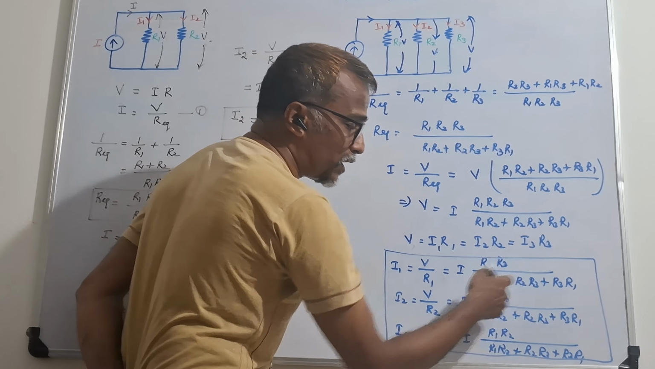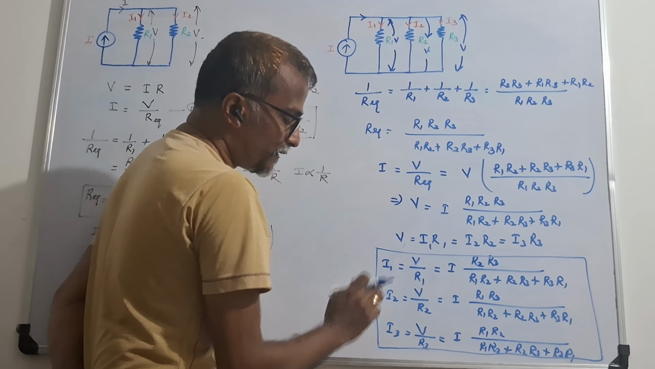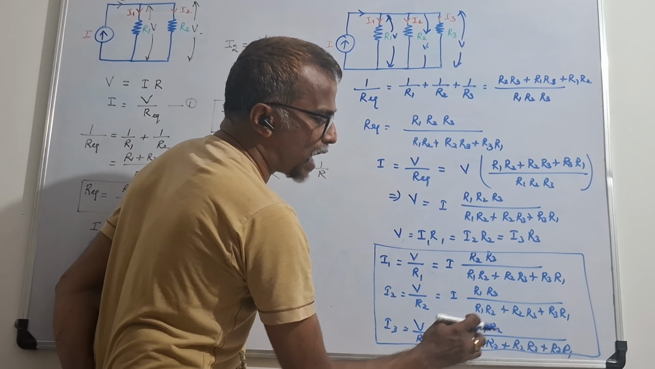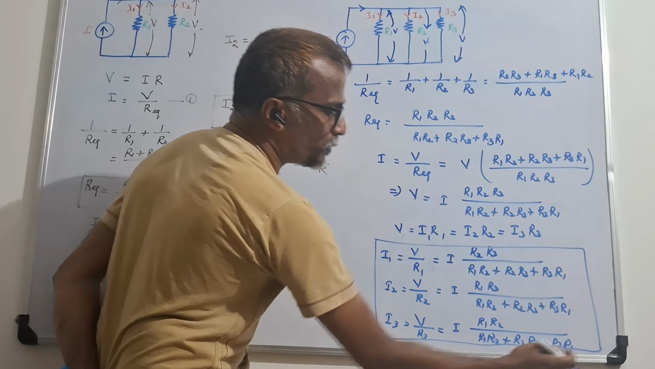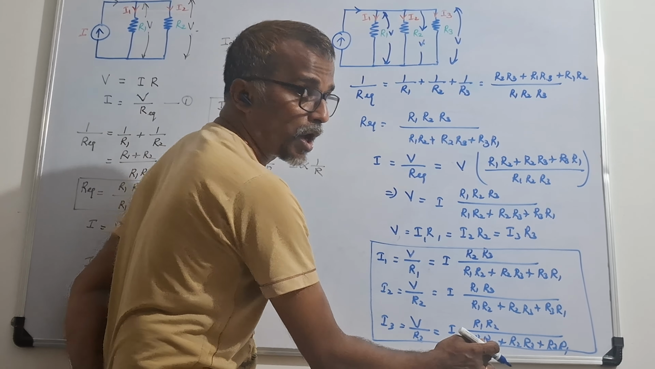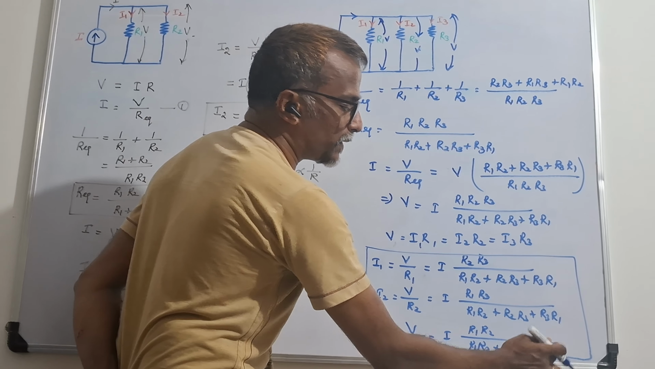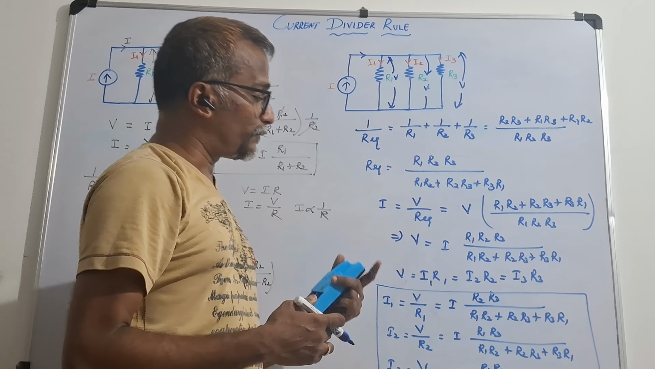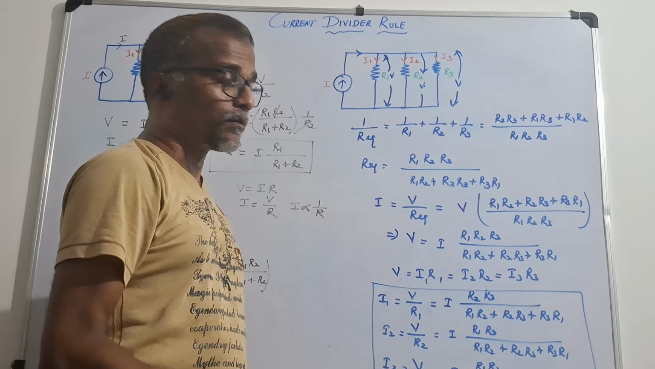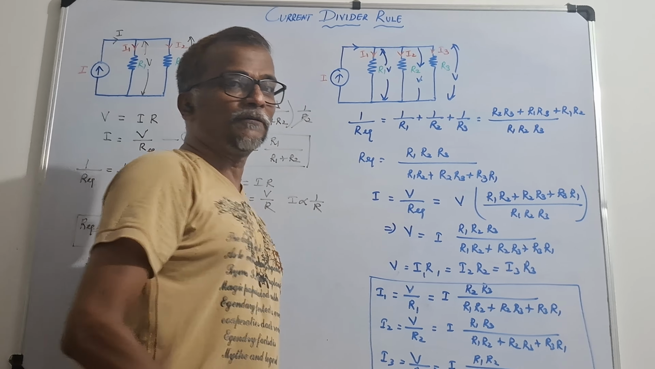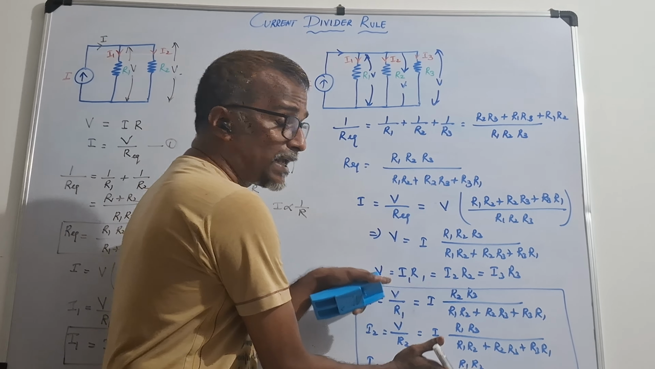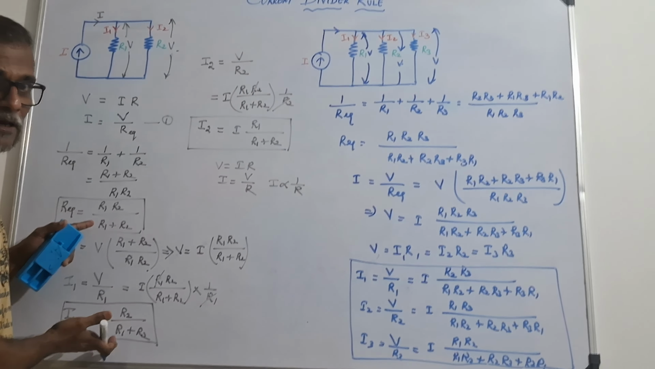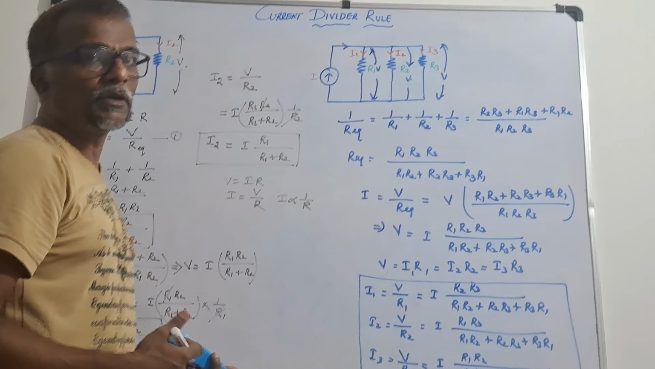For the denominator, all are the same. When I3 comes, R3 will not be there. R1 R2 will be the numerator, and the denominator will be R1 R2 plus R2 R3 plus R3 R1. Likewise, we have to calculate for various values in various problems. Directly you can substitute in the formula. This is for three resistances in parallel, and that was for two resistances in parallel. Likewise, you can do the problems.